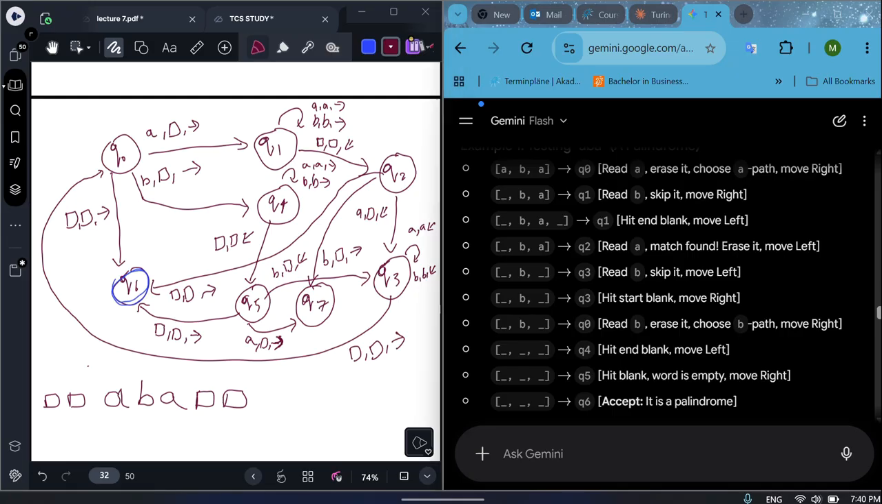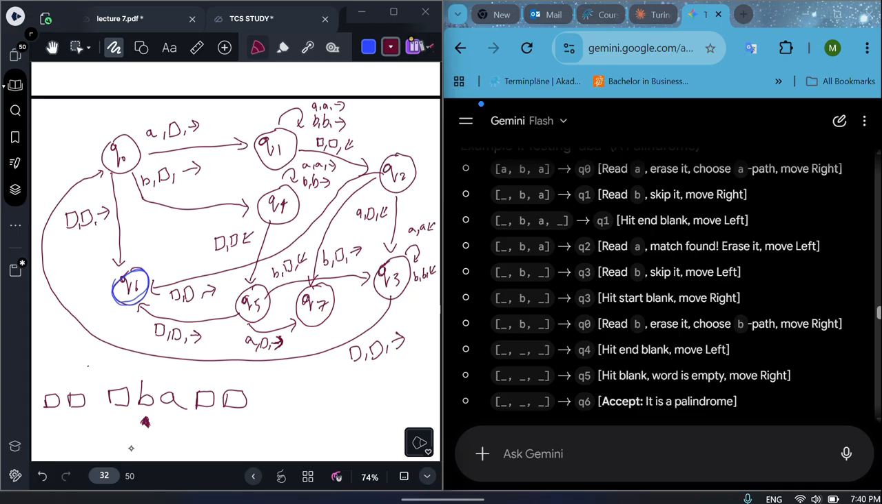So we can see that first what happens is that on Q0, we can change the state. On Q0, this is our tape symbol. It first reads an A, it erases it. You can also do it like this, that erases it like this and chooses the A path and moves right. So the tape head is over here now. And now we are in the Q1 state.